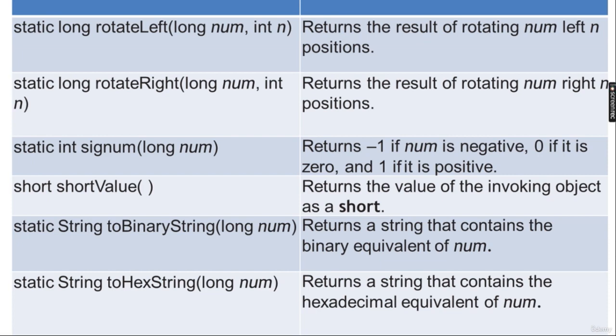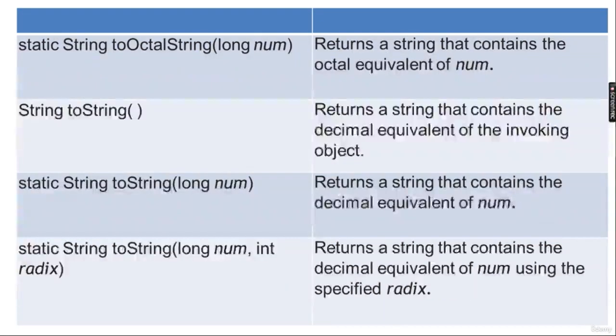Static String toBinaryString(long number) returns a string that contains the binary equivalent of the number. Static String toHexString returns a string that contains the hexadecimal equivalent of the number. Then static String toOctalString(long number) returns a string that contains the octal equivalent of the number. String toString returns the string that contains the decimal equivalent of the invoking object. Static String toString(long number) returns a string that contains the decimal equivalent of the number.